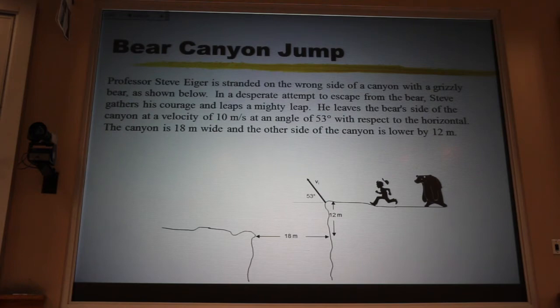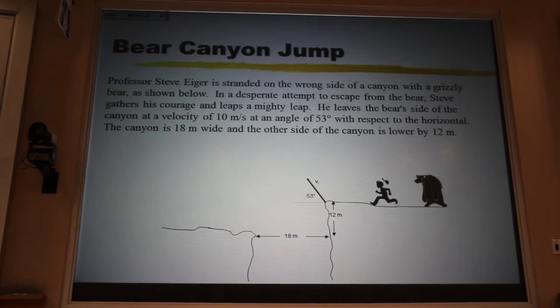Okay. Now, Steve leaps with a mighty leap. He leaves the bear side of the canyon at a velocity of 10 meters per second with an angle of 53 degrees. So he leaves at 10 meters per second, and that is 53 degrees, 53 with a 3.